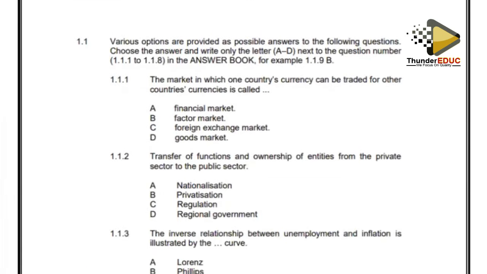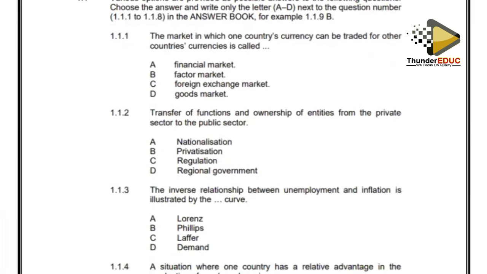The next question reads as follows: the market in which one country's currency can be traded for other countries' currency is called dash. That is called the foreign exchange market, which is Forex. Okay, right. 1.1.2, transfer of functions and ownership of entities from the private sector to the public sector. That is nothing but nationalization.